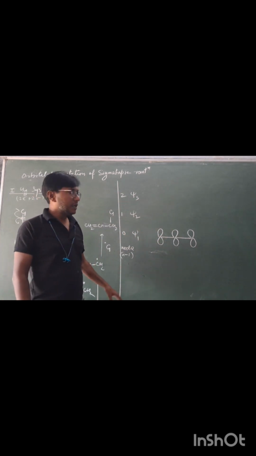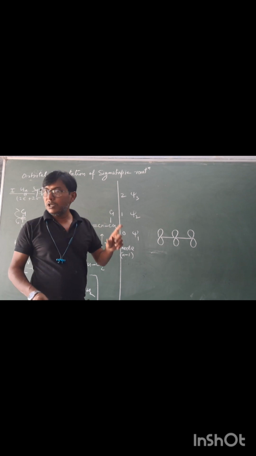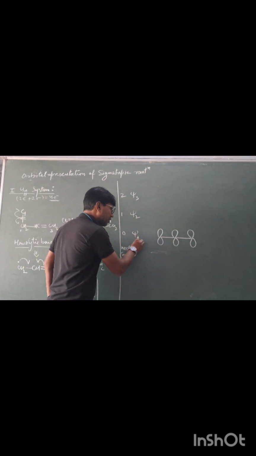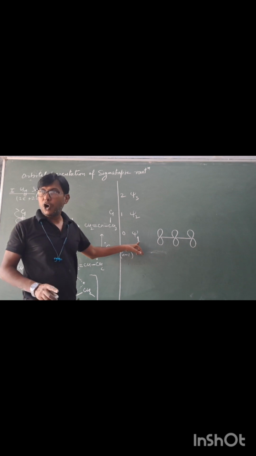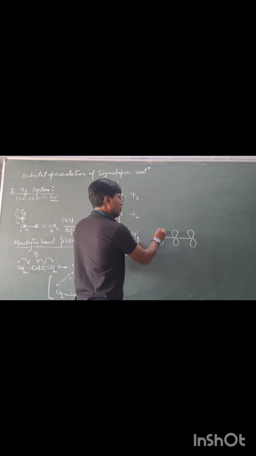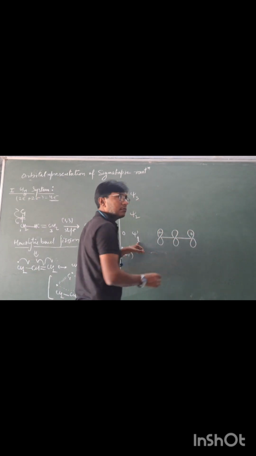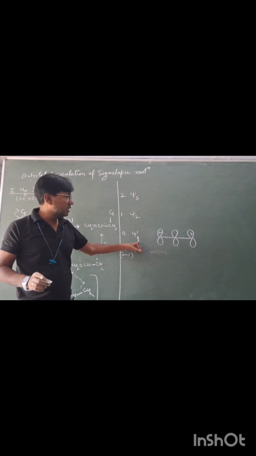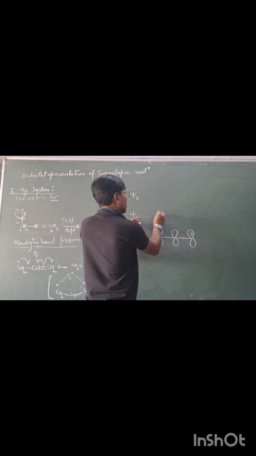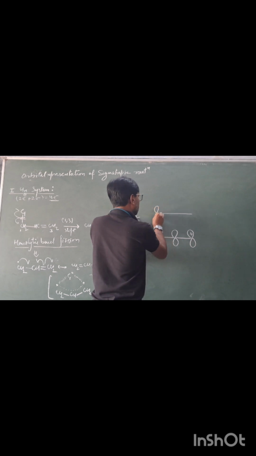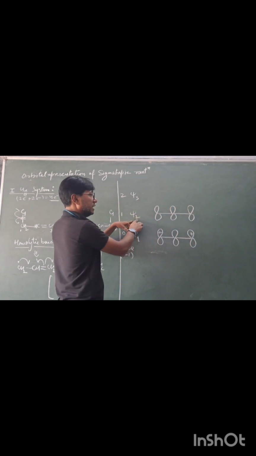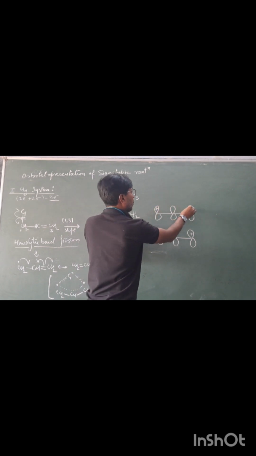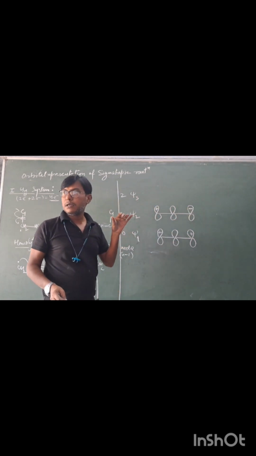So for these 3 lobes, from our previous knowledge, we can say if this number is odd, then the terminal lobes will have the same sign. If this is an even number, then the terminal lobes will have different signs. Clear?